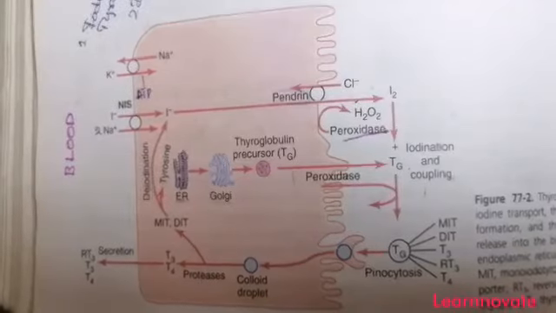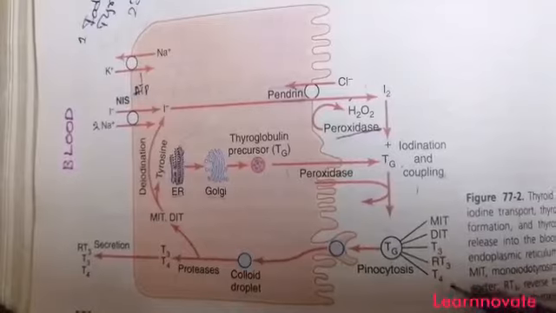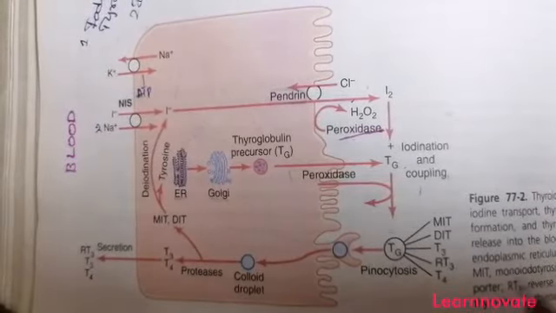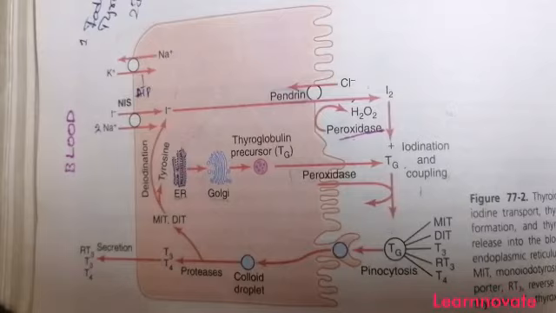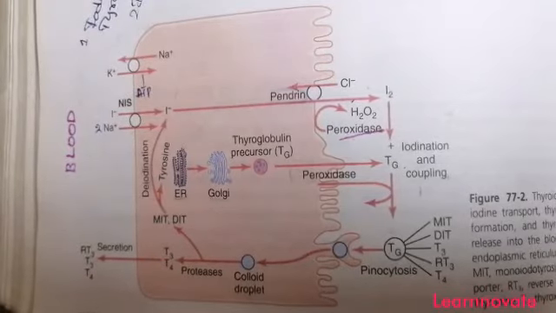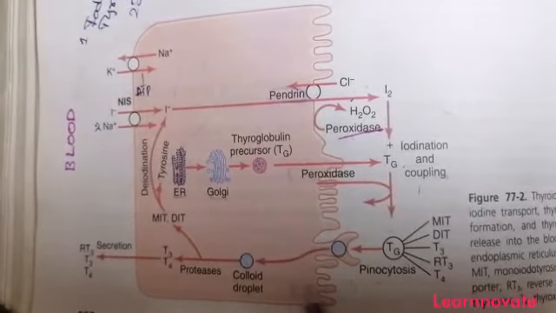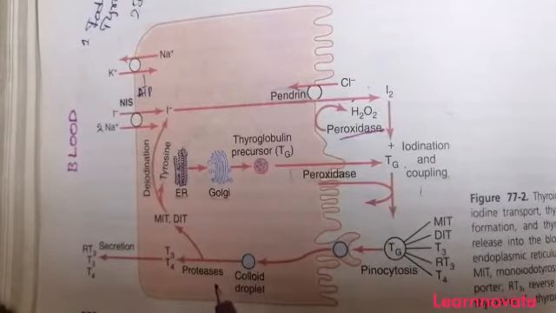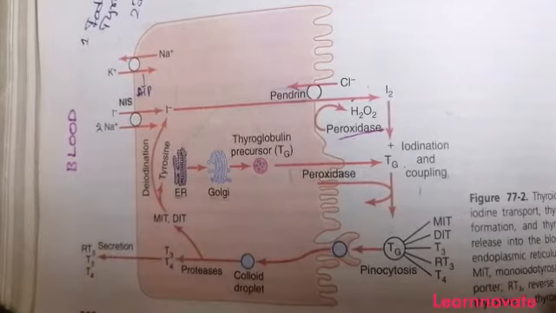Now at last, what happens when we produce all these precursors of the thyroid hormone? The thyroid hormone in the form of the thyroglobulin molecule is stored in the thyroid follicle and remains stored until it is needed. What happens when it is needed? When there is a need of thyroid hormone, there will be pinocytosis of this colloid inside the thyroid cell, and it is stored as a colloid droplet. There will be proteases with the action of the lysosome, and there will be a release of the free T3 and T4 from the cell, and it is secreted into the blood.